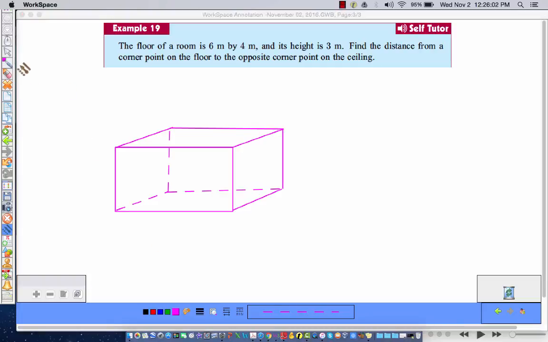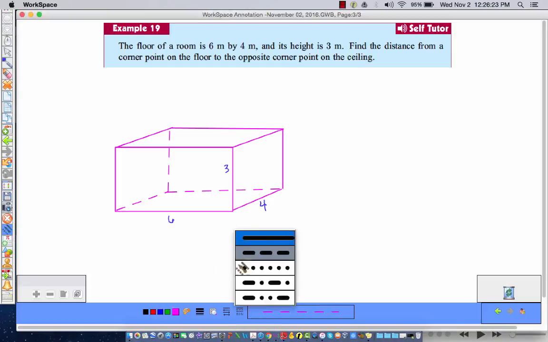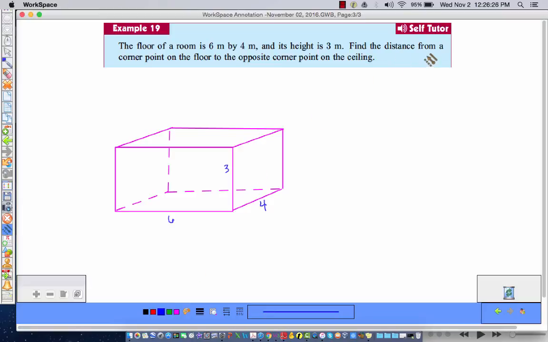So we have our room. It's rectangular. Let's go ahead and label it. So this would be 6 by 4 meters by 3 meters. Find the distance from a corner point on the floor to the opposite corner point on the ceiling. So what they're looking for is this distance here. From a corner point on the floor, so I'll choose this one, to the opposite corner on the ceiling, all the way up here. So think of a diagonal going through a room.